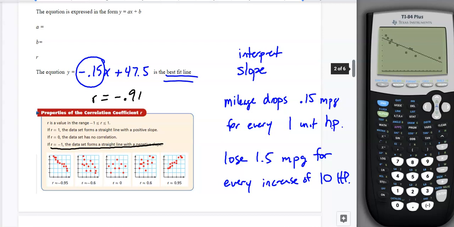So on here they have a negative 0.95, really tight. A negative 0.6 would be like, yeah, it's going down, but the points are really far away from the line. 0 means there's no correlation at all. It's just random. And then you have a really loose one going up, or a really tight one going up. All right? So positive R values are increasing, negative values are decreasing, and the closer you get to 1, the tighter those dots fit to the line, and the better your model is for the data.